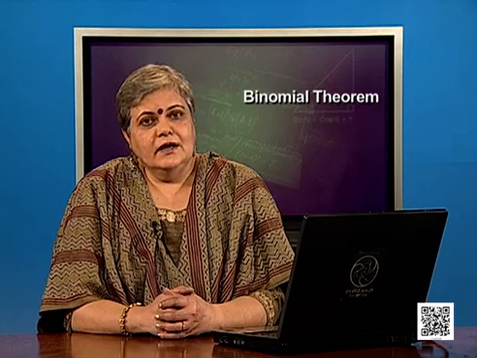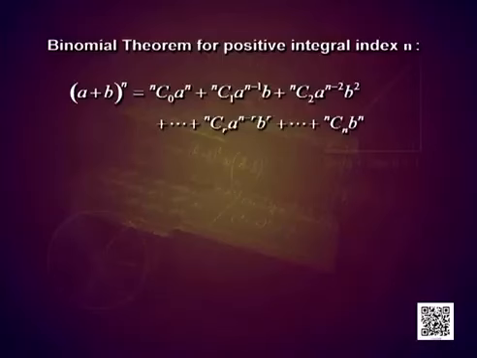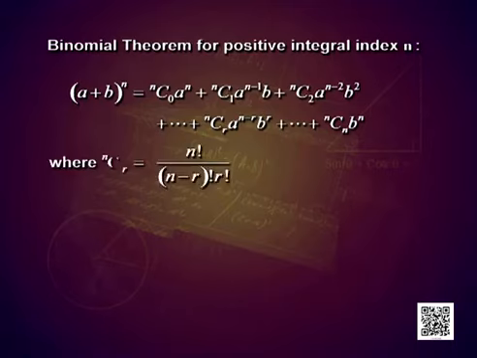So, with that condition, we know that a plus b whole to the power n is the same as nC0 a to the power n plus nC1 a to the power n minus 1 times b plus nC2 a to the power n minus 2 times b squared plus so on, up to nCr a to the power n minus r b^r, and this sum ends with nCn b to the power n, where of course nCr, which is also referred to as the binomial coefficient, is equal to n factorial divided by factorial of n minus r times r factorial.